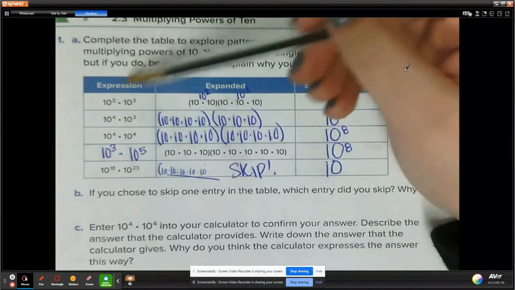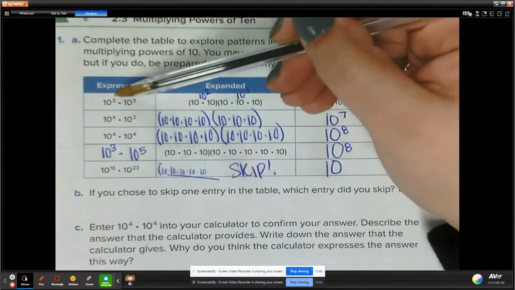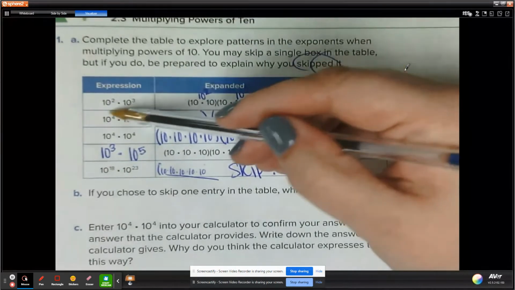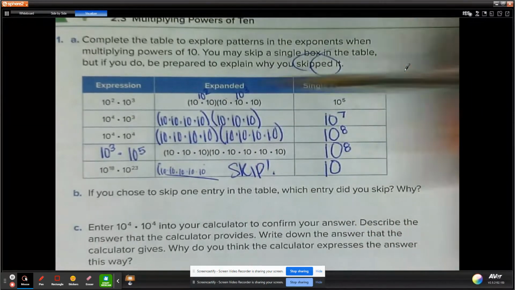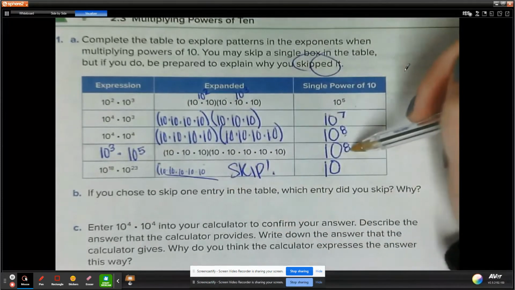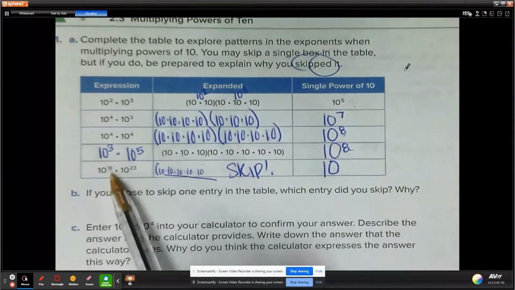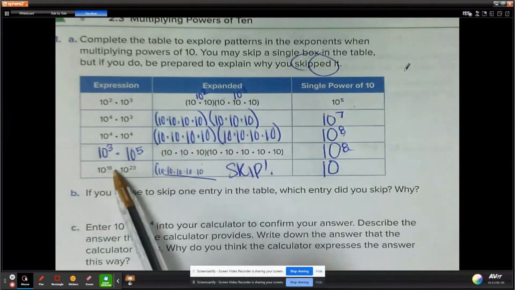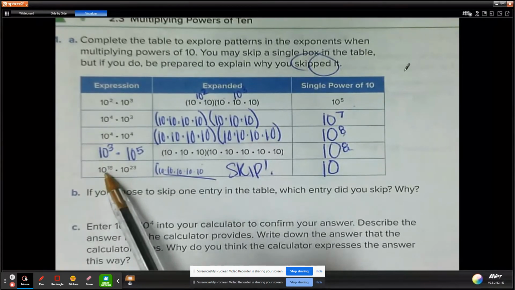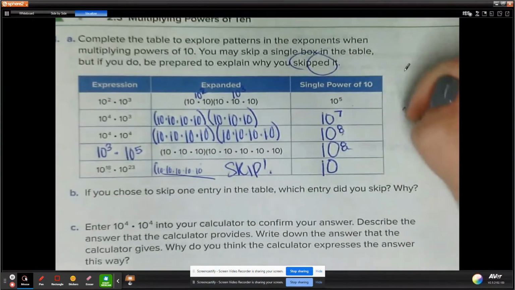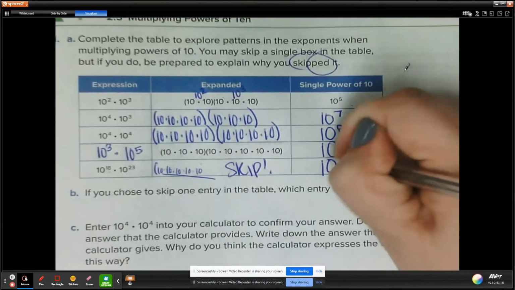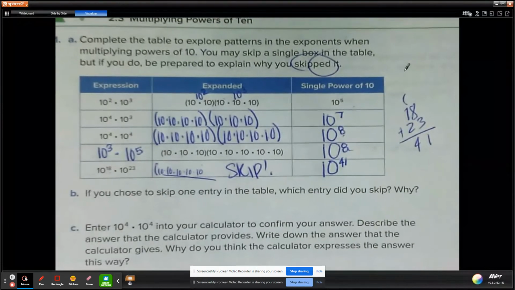So up here it said 10 squared times 10 cubed. My exponent was 2, my exponent was 3, and my exponent is 5. 4, 3, 7. 4 plus 4 is 8. Oh, 3 plus 5 is 8. I think I can just add the exponents because the exponent is representing every power of 10. So 18 plus 23, 41. So I think it's to the power of 41.